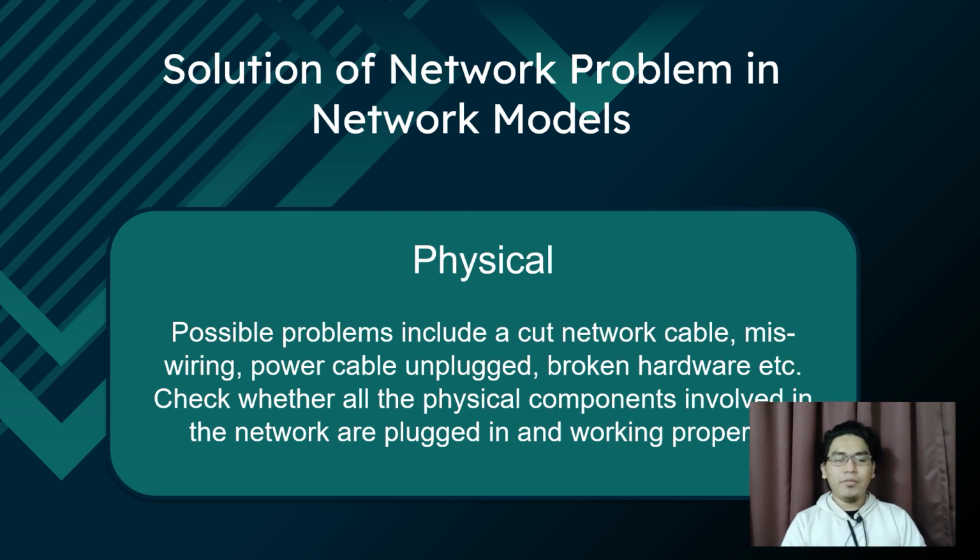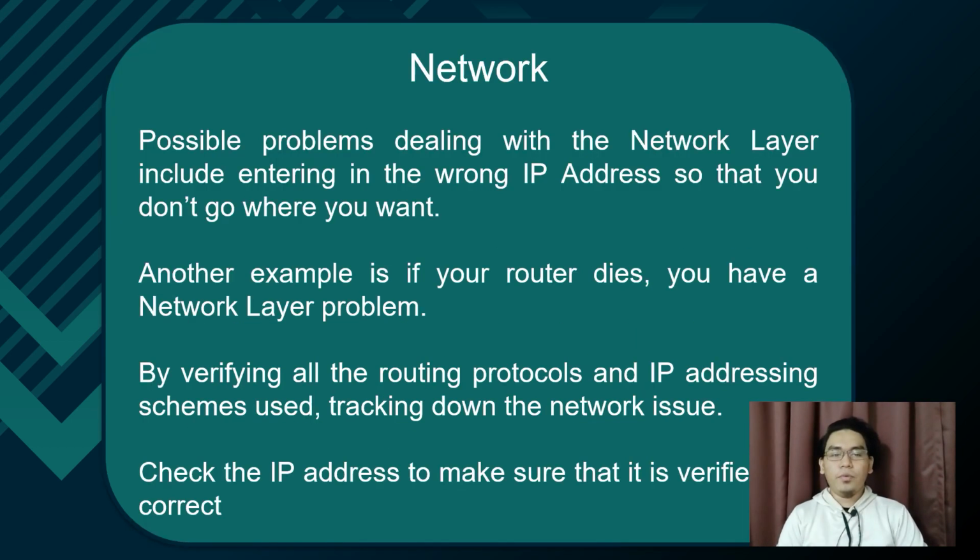At the data link layer, verify all the switch and VLAN configuration along with the MAC addressing. Next, moving up to the network layer, you will find that network addressing issues and routing issues are the most common problems that occur here. Possible problems dealing with the network layer include entering the wrong IP address so that you cannot go where you actually want. Another example is if your router dies, you have a network load problem.